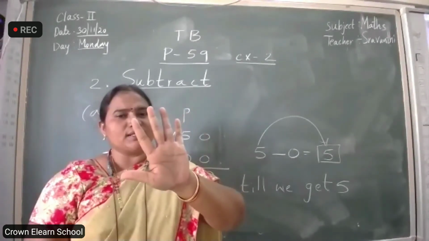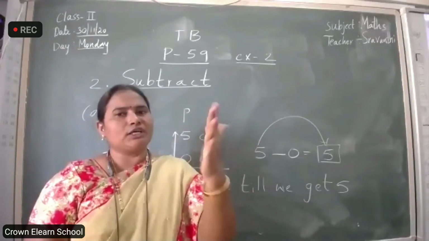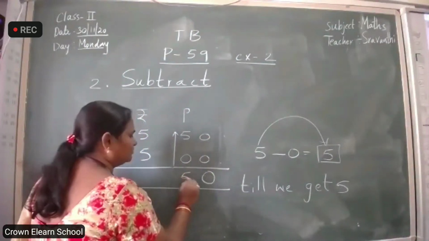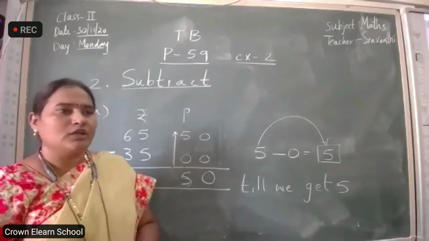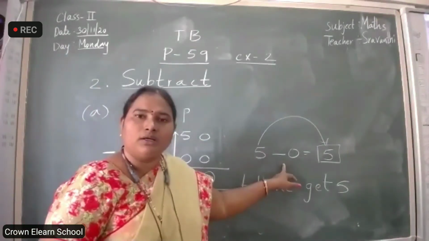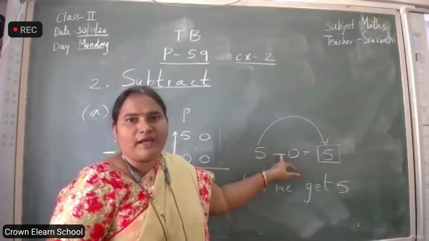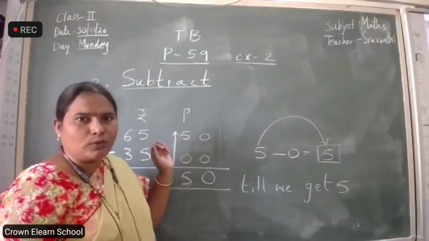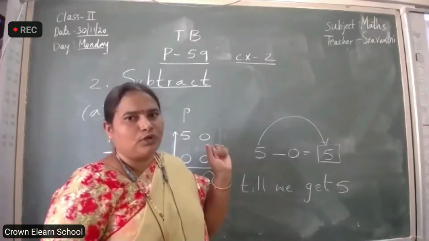Look at your fingers, all of you. How many fingers are open? 5. So let us write 5 here. Yes, you get the same answer. You can use the property of subtraction, or you can use the process that Miss taught you. Anusha Miss taught subtraction.